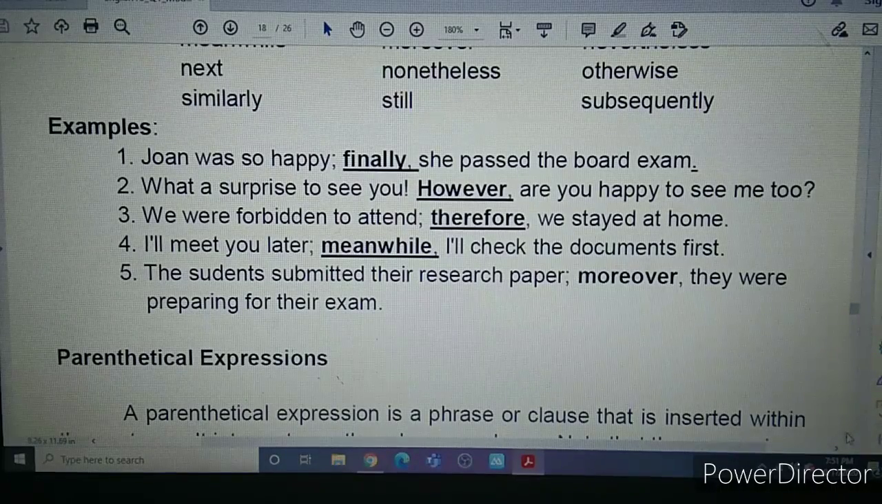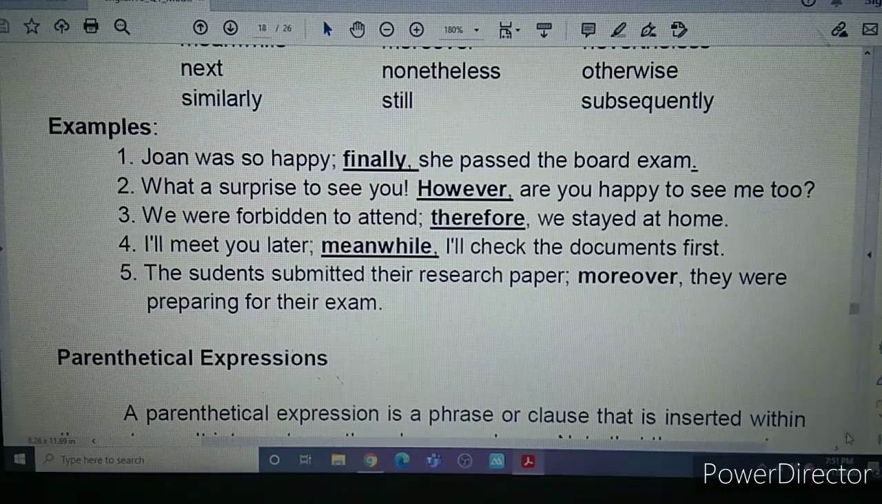Okay, number 3. We were forbidden to attend. Therefore, we stayed at home. The underlined word is therefore. Number 4. I'll meet you later. Meanwhile, I'll check the documents first. Number 5. The students submitted their research paper. Moreover, they were preparing for their exam. Again, the underlined words are all examples of conjunctive adverbs.